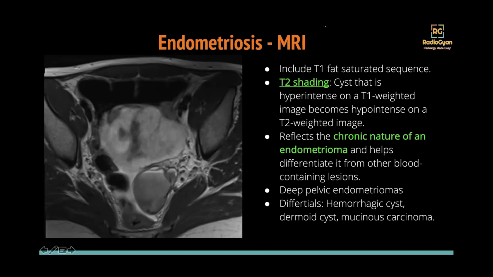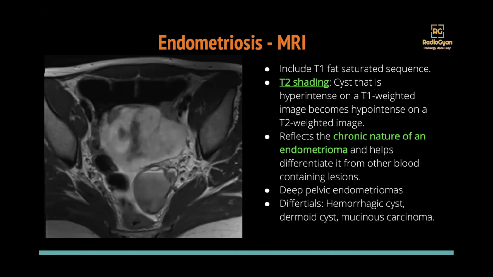Can anybody tell me what other T1 hyperintense lesion can we see in the adnexa? Okay, a young patient presenting with... everybody is like, yeah, you guys are too good. So as you all have pointed out, a dermoid cyst is a common adnexal pathology which can be T1 hyperintense. A hemorrhagic cyst can also be, but it's mostly heterogeneous.